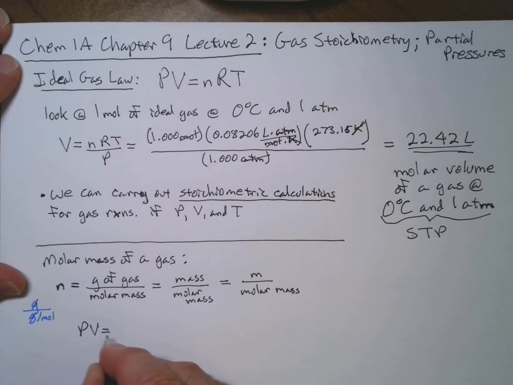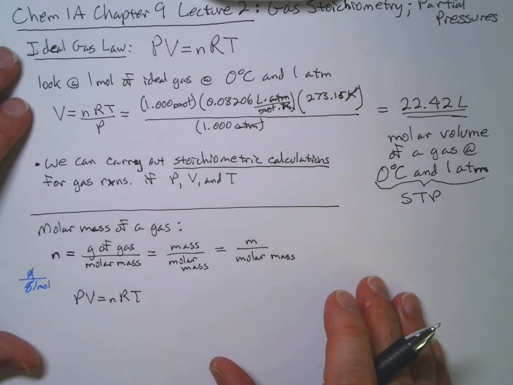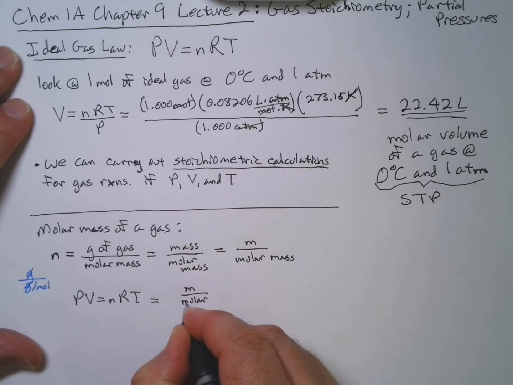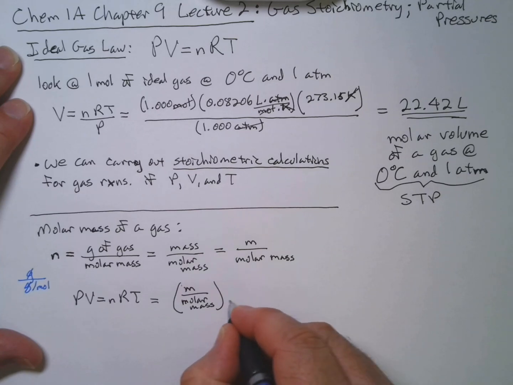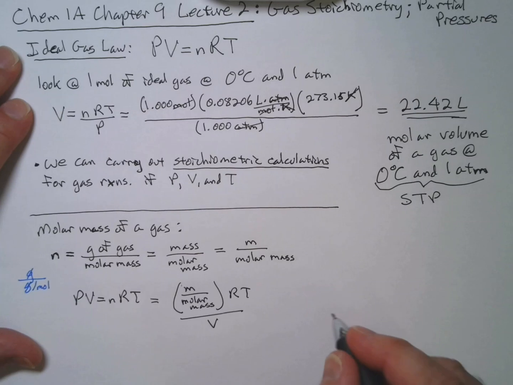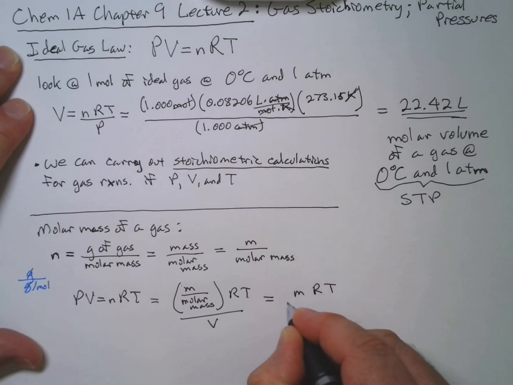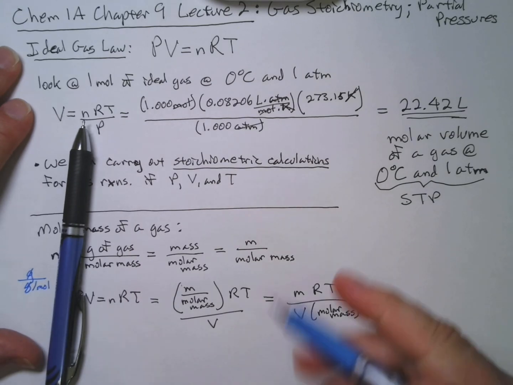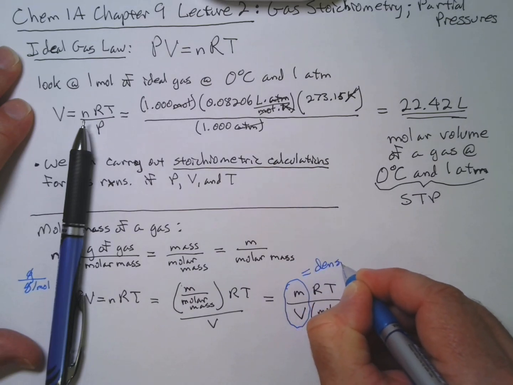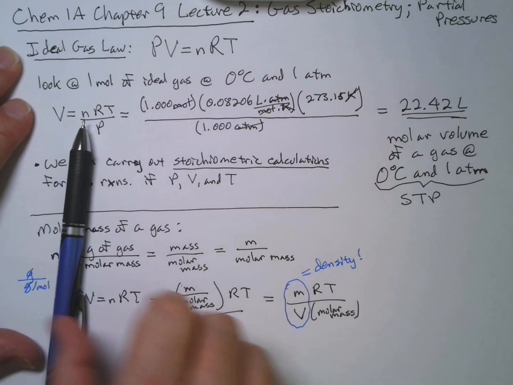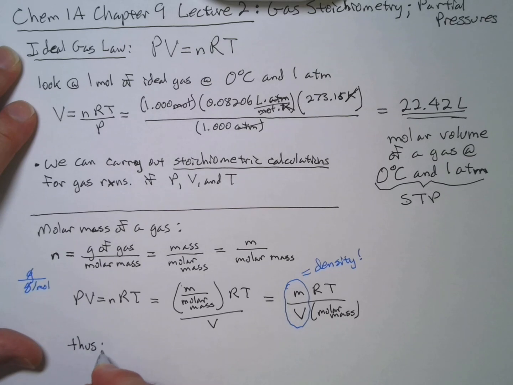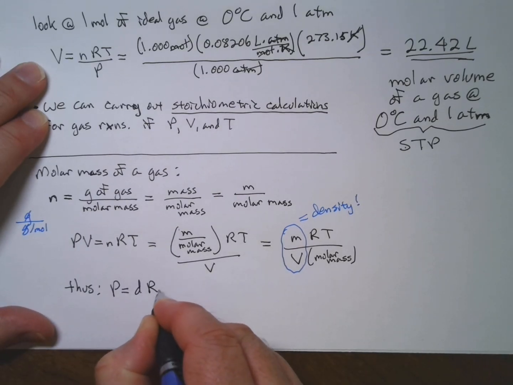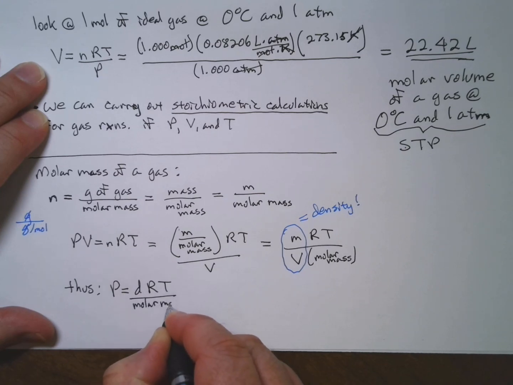So now if I turn my attention to the ideal gas law, PV equals nRT, I can go ahead and substitute in for n mass over molar mass times RT all over V, or mRT over V times molar mass. But m over V equals density in grams per liter. Thus, pressure equals density times the gas constant times temperature over molar mass.